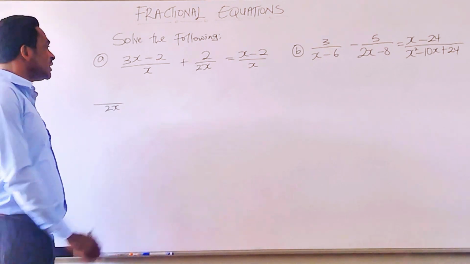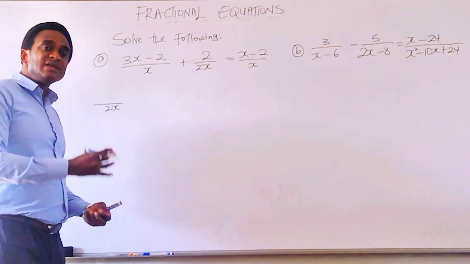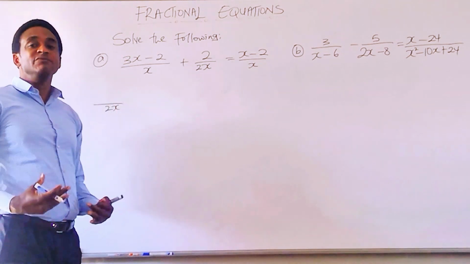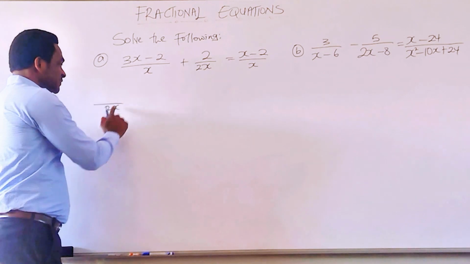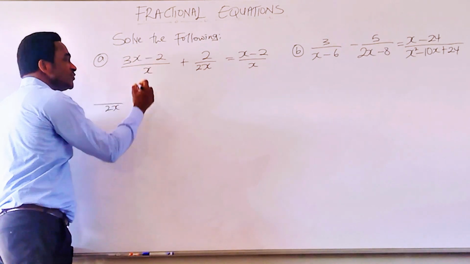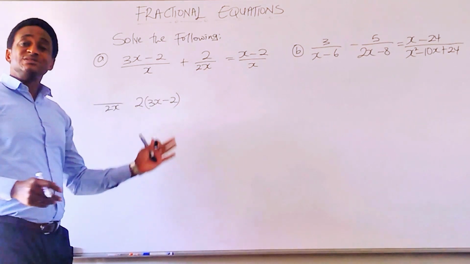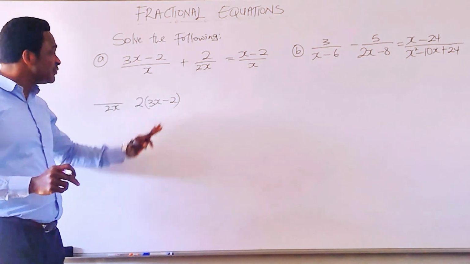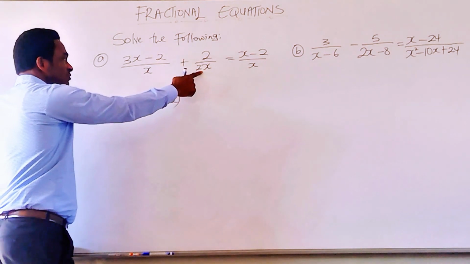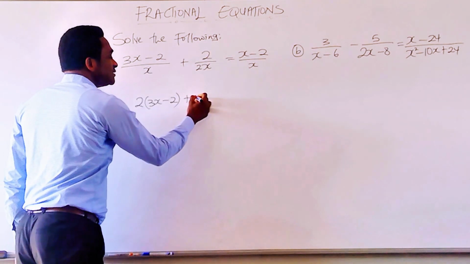Now let's move forward. Now we start dividing each denominator. Remember the process: get your LCD, divide the LCD with each denominator, then multiply your answer with your numerator and simplify. Now, we have 2x divided by x, we cancel our x, we have 2. Multiply with the numerator, we have 2 into 3x minus 2. I can deal with this directly, but you just have to be careful, put them in the bracket so that you don't mess up the signs. And then we have 2x divided by 2x, any number divided by itself is 1. 1 times 2 is 2.